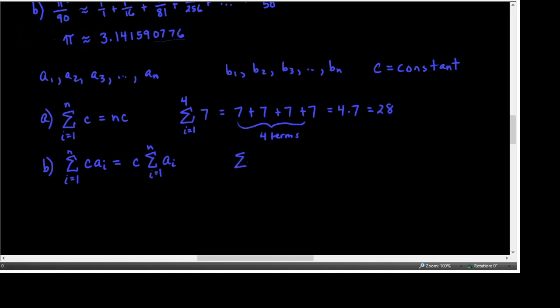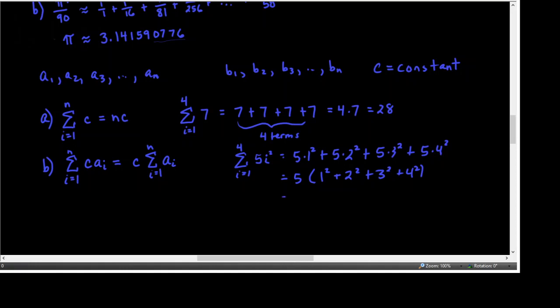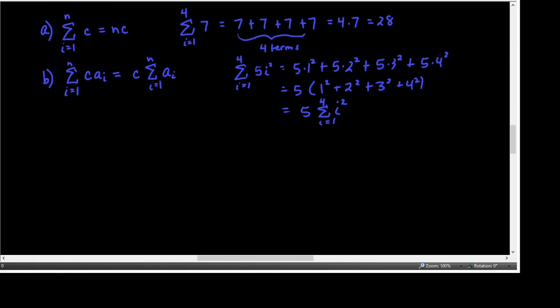Let me give you an example of that. If I had i equals 1 to 4 of, let's say, 5i squared. So this is 5 times 1 squared plus 5 times 2 squared plus 5 times 3 squared plus 5 times 4 squared, which is 5 as a common factor, times 1 squared plus 2 squared plus 3 squared plus 4 squared, which is 5 times sigma from i equals 1 to 4 of i squared. So that 5 just has come out in front because it's a common factor. That's why that works.